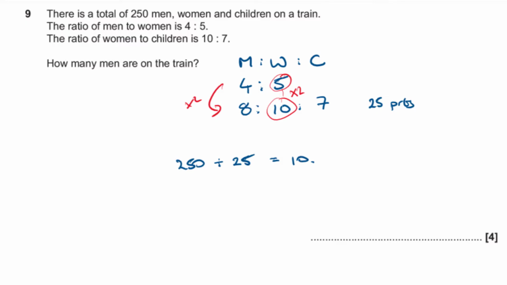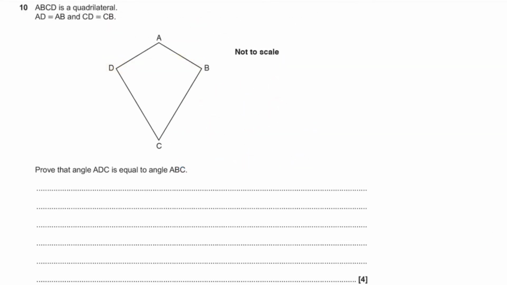So then if I take my overall ratio of 8 to 10 to 7 and I multiply it up by a factor of 10, that's going to give me 80 to 100 to 70. So they're going to be 80 men, 100 women and 70 children. Just double check, 80 plus 100 plus 70 adds up to 250, so that's all looking good. So I'm saying there must be 80 men on the train. Okay, so that's 80.